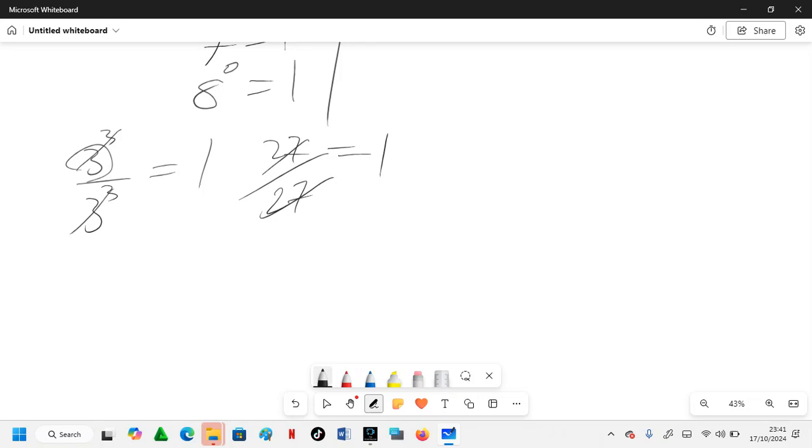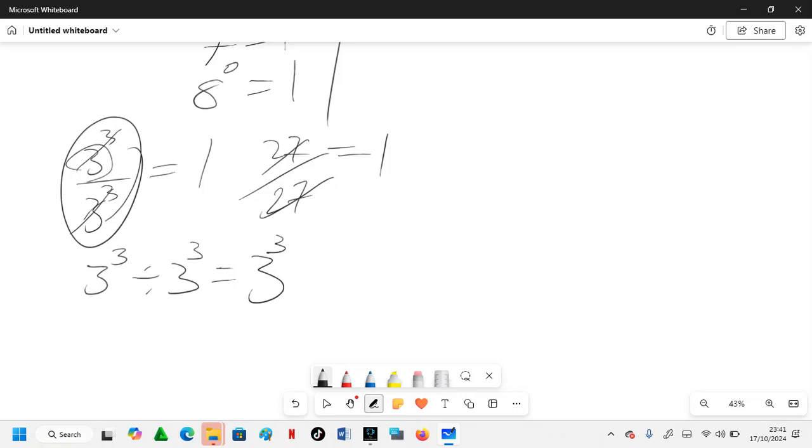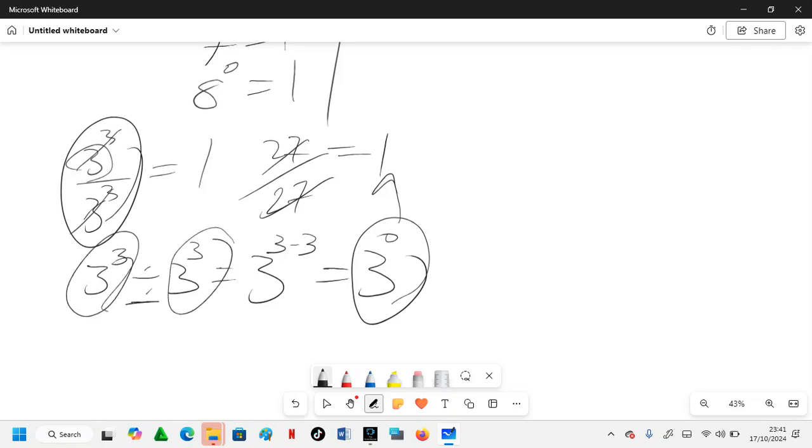Now, if we use indices to solve this, we would have said that 3 to power 3 divided by 3 to power 3, because it is division, we subtract the powers, we get 3 to power 0, right? And we say that this is equal to what? To 1, right? Because 3 to power 3 divided by 3 to power 3 is 3 to power 0. And we know 3 to power 3 divided by 3 to power 3 is what? Is 1. So 3 to power 0 is always equal to 1, right?